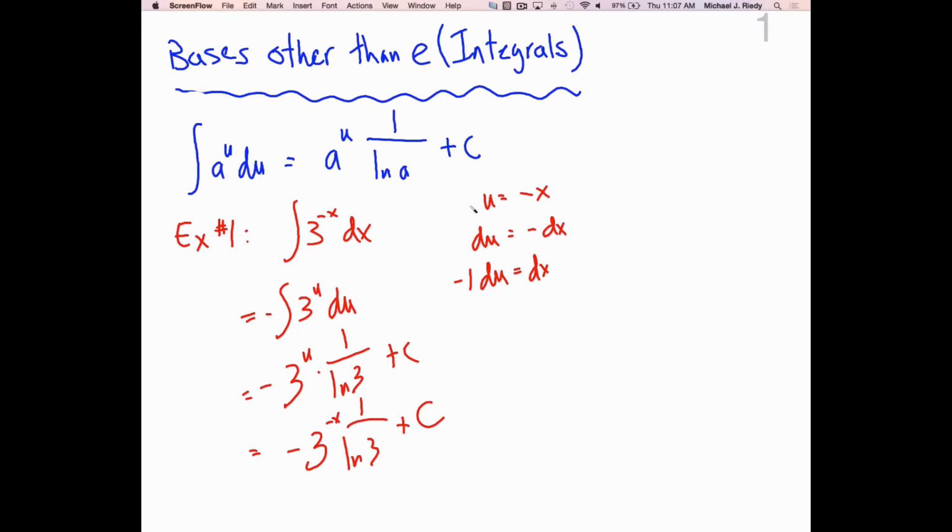Let's do one more example here. I think I can sneak it in over here. Example number 2. Integral of x to the 4th times 9 raised to the 4x to the 5th plus 2 dx.